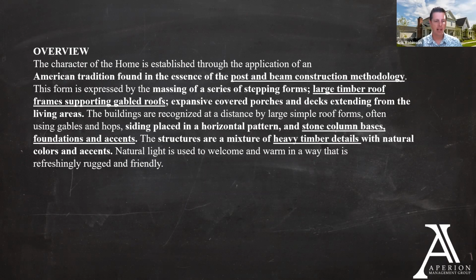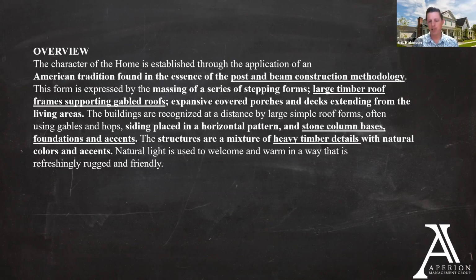It is established as the application of an American tradition found in the essence of the post and beam construction methodology, expressed by the massing of a series of stepping forms, large timber roof frames supporting gabled roofs, expansive covered porches and decks extending from the living areas. The buildings are recognized at a distance by large simple roof forms using gables and hips, siding placed in a horizontal pattern, stone column bases, foundations, and accents. The structures are a mixture of heavy timber details with natural colors and accents. Natural light is used to welcome and warm in a way that is refreshingly rugged and friendly.